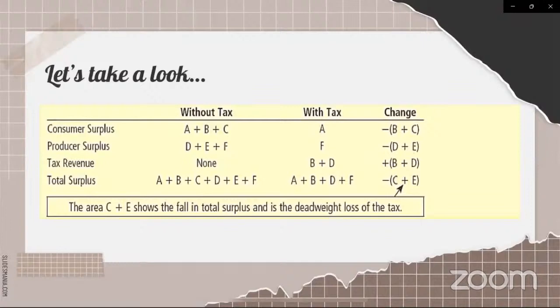For the consumer surplus without tax, the area is A plus B plus C. But with the tax, the area is only A. For the producer surplus, before the tax is applied, the area is D plus E plus F. But after the tax is applied, the area is only F. The tax revenue area when the tax is applied is B plus D. For the total surplus, before the tax is applied it is A plus B plus C plus D plus E plus F. With the tax, the area is only A plus B plus D plus F.